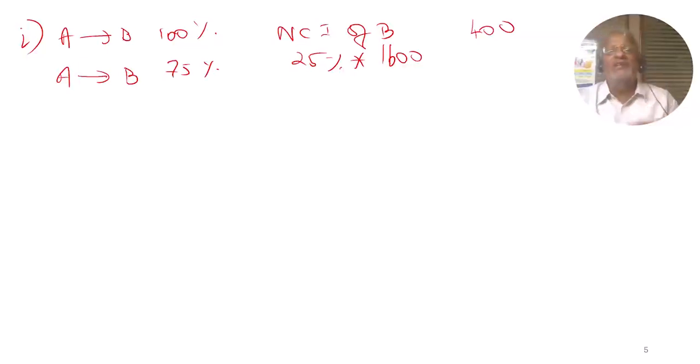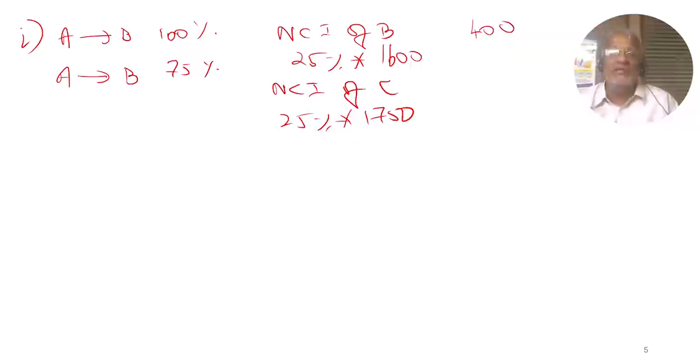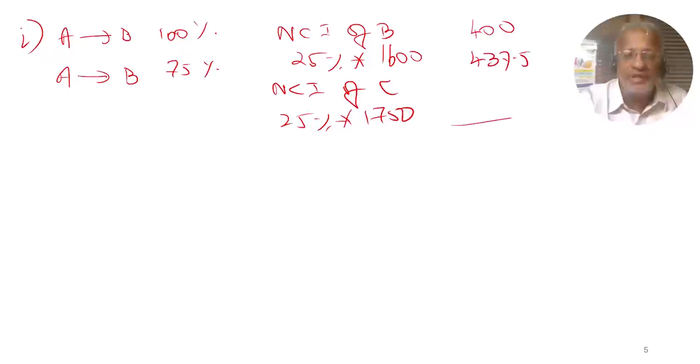So to the extent of 25 percent they have sold it, and they got NCI of C. So that being 25 percent into 1750. Remember in the discussion that we were making, C Limited's net asset value is 1750. 25 percent of that comes to 437.5. So 437.5, and in that process, what you just get is a gain of 37.5.